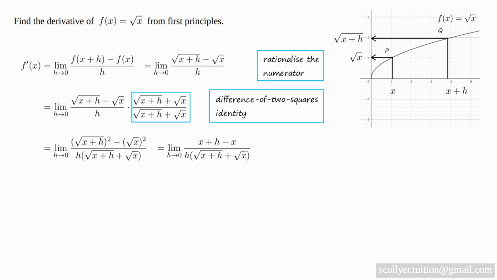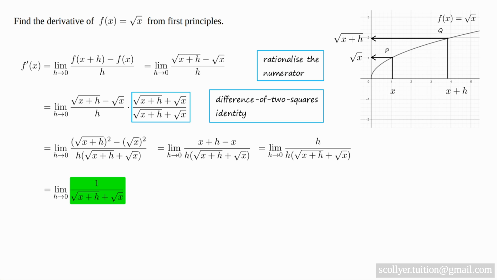On squaring the quantities in the numerator, we obtain the limit as h tends to 0 of (x+h−x) over h times (√(x+h) + √x). We note that the numerator simplifies to h. We now cancel the h in the numerator and the h in the denominator to leave us the limit as h tends to 0 of 1 over (√(x+h) + √x).